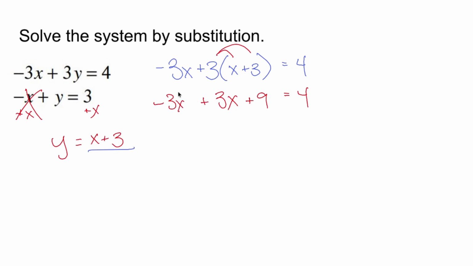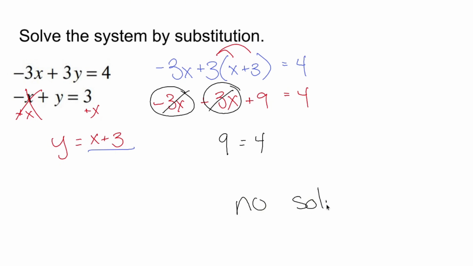On the left side, I can combine like terms. Negative 3x and 3x cancel out. And that leaves me with 9 equals 4. Well, if my variables cancel out and I'm left with something that doesn't make sense, I'm done. And my answer in this case is no solution.